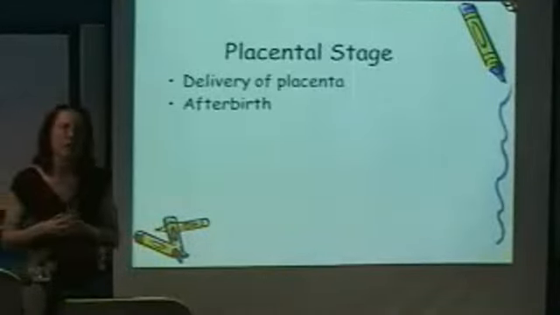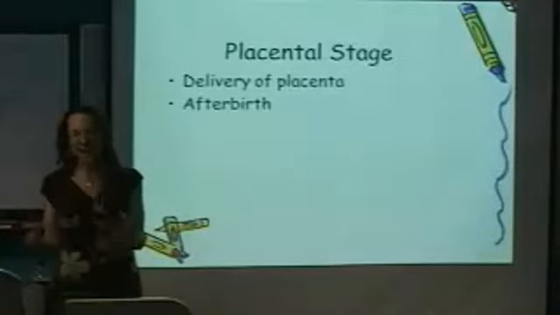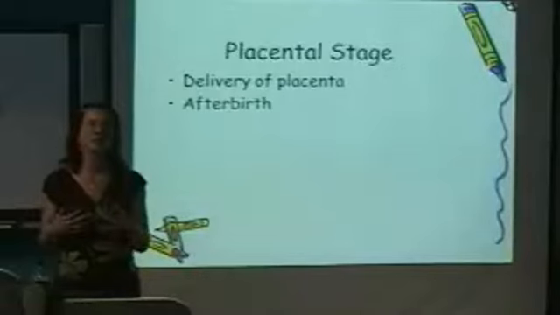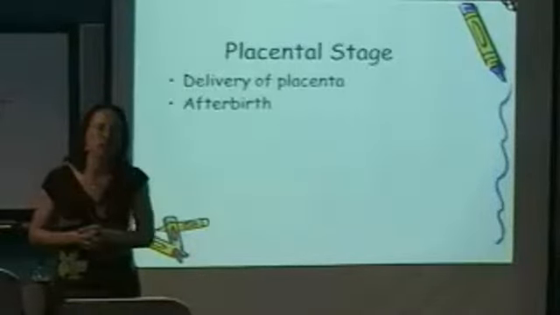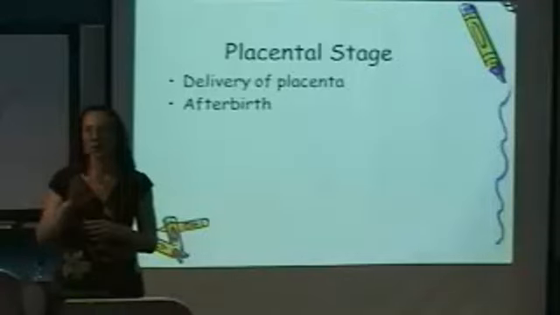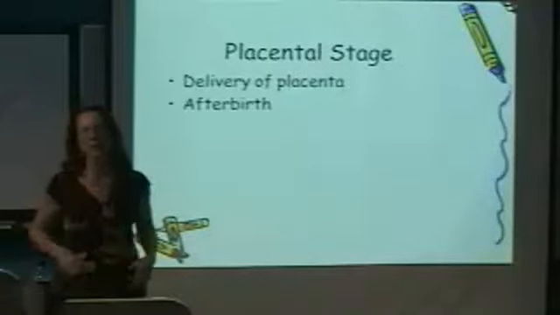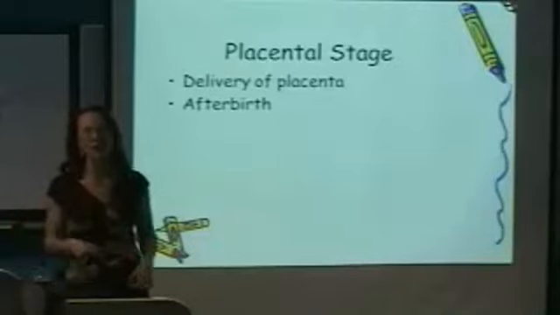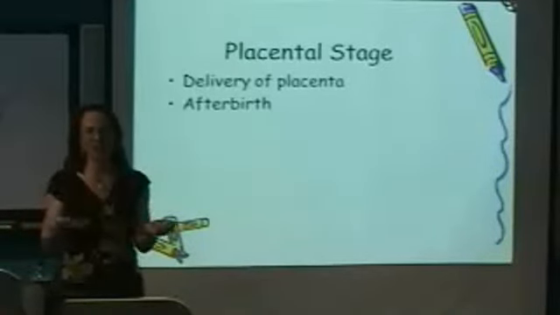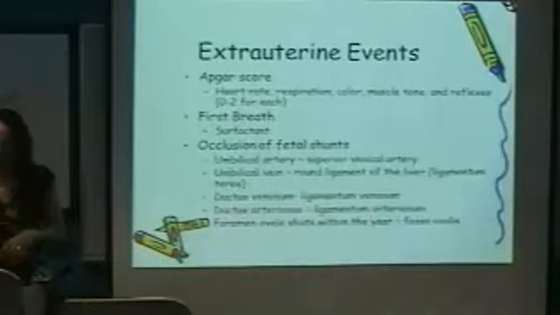Placental stage is the delivery of the placenta, or the afterbirth. Once the placenta is delivered or expelled, they need to check it to make sure that it's intact. If there are any ripped portions left inside the mother, she could continue to bleed. It'll be an aggravating structure attached to the inner lining of her uterus, or the endometrium. So they will actually check the afterbirth after it's been delivered.